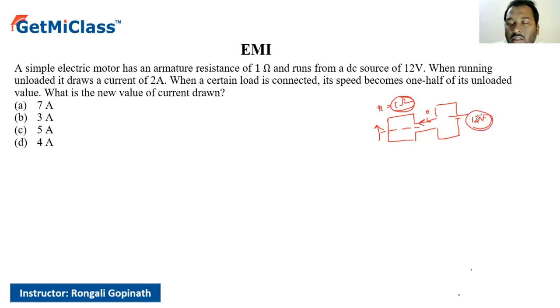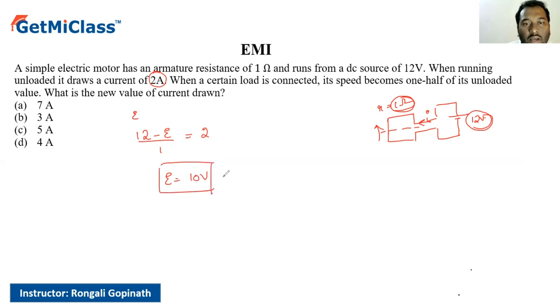Ideally speaking, the current passing through it should be 12 amperes. But how much current is flowing through it? Only 2 amperes is flowing. That is because when the armature is rotating in a magnetic field, it creates a back EMF. Let's call that EMF E. So the net EMF, 12 minus E, divided by 1 ohm, is 2 amperes. Or we can say the back EMF developed is 10 volts when it is running at an angular speed of omega.